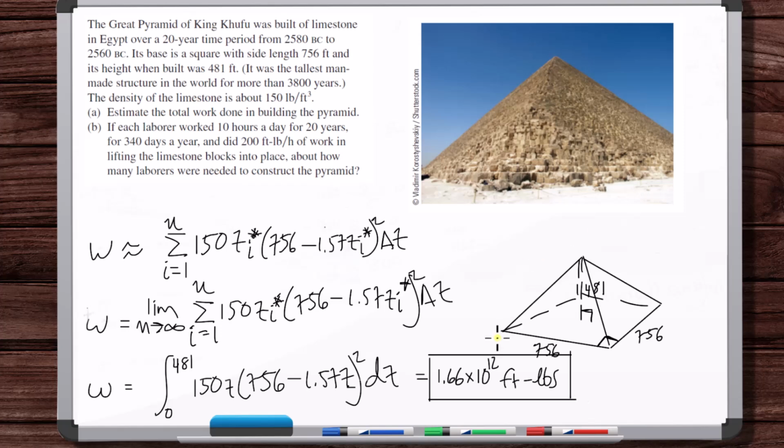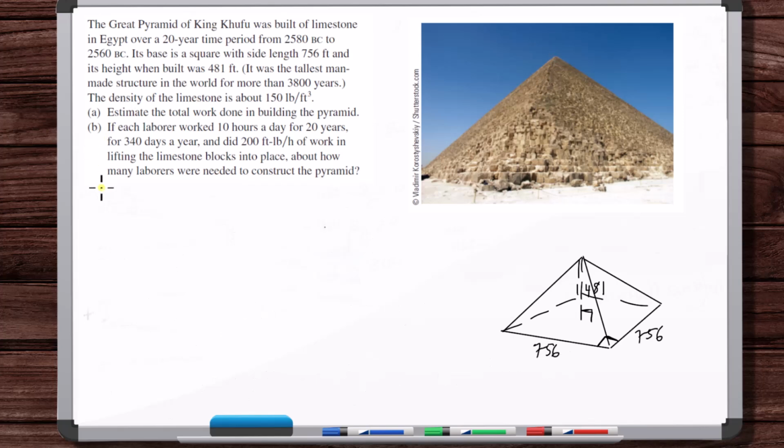So that's the work required to lift, just in terms of lifting all these stones up against gravity and putting them into position in the pyramid. Okay, part B. If each laborer worked 10 hours a day for 20 years, for 340 days a year, and did 200 foot-pounds per hour of work in lifting the limestone blocks into place, about how many laborers were needed to construct the pyramid? All right, this is like a unit conversions problem here.